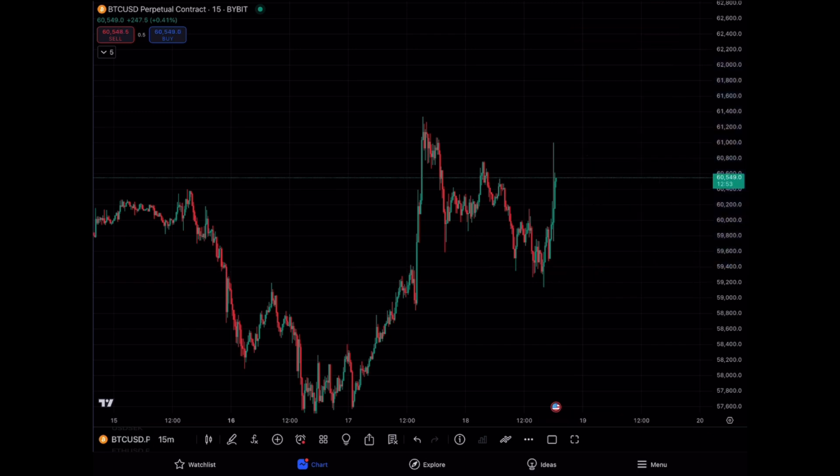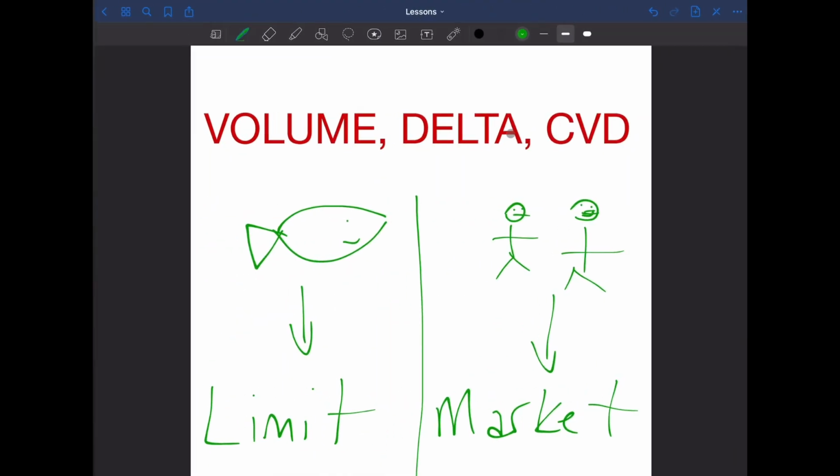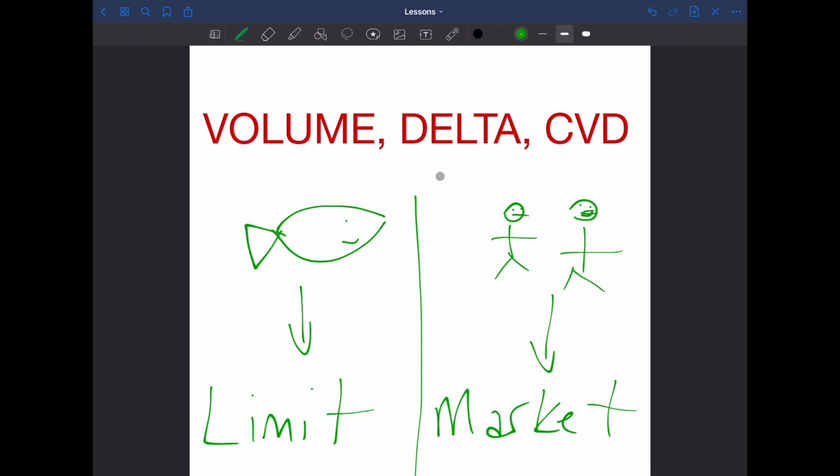And what we should know about this is that most of the trading that is limit orders is done by these animals. These are whales, right? Whales means big players of the market. And most of the market orders are done by, well, this is me, and this is you, right?